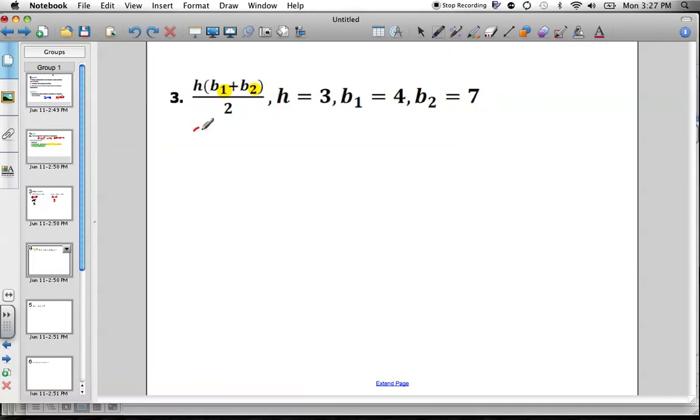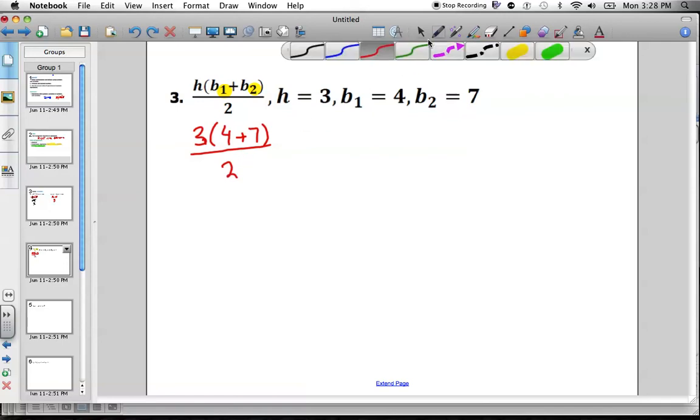so let's put in 3 for h. And we're going to rewrite this again, getting rid of our variables. We know that b1 is 4. We know that b2 is 7. So again, we're going to replace those, all over 2. All right? Now this is where order of operations becomes very important.